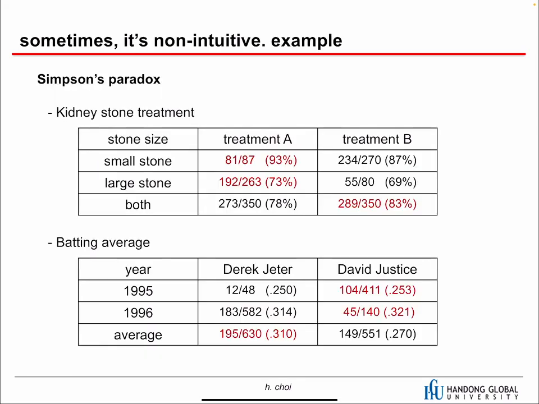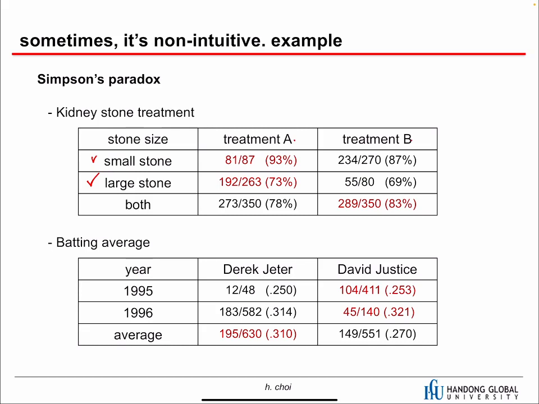So in the previous slide, the question was really intuitive. But sometimes it's not intuitive. So let's take this example, Simpson's paradox. We have two tables, but let's just focus on the kidney stone treatment. In this table we have stone size, small stone and large stone, and we have two different treatments, A and B.